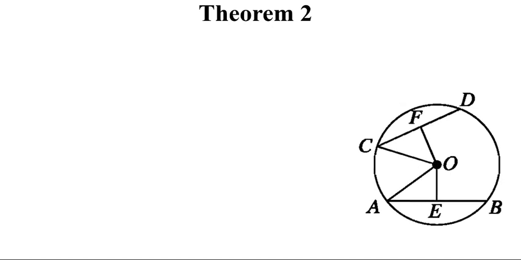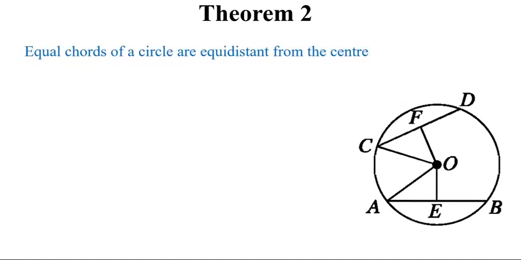Now, theorem 2, the second theorem, and after that we will discuss theorem 3. Theorem 2 and theorem 3 are opposites. First of all, see this figure, this is a circle, and we have to prove that equal chords of a circle are equidistant from the center. If two chords are equal, they must be equidistant from the center.